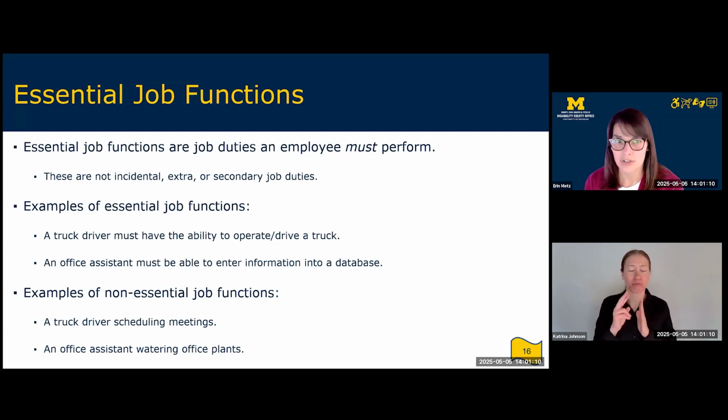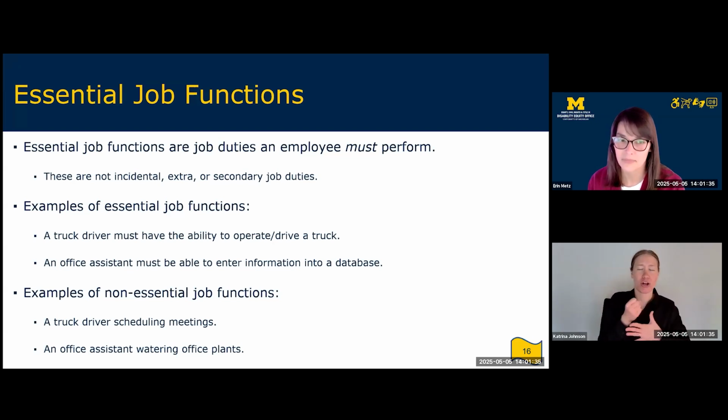Examples of essential job functions are a truck driver who must have the ability to operate and drive a truck. Another, an office assistant, must be able to enter information into a database. Examples of non-essential job functions for these employees would be that truck driver scheduling a meeting. Perhaps this is something they do on occasion, but it's not a primary or essential function of the position itself. Another example of a non-essential function is that same office assistant watering the plants in the office.